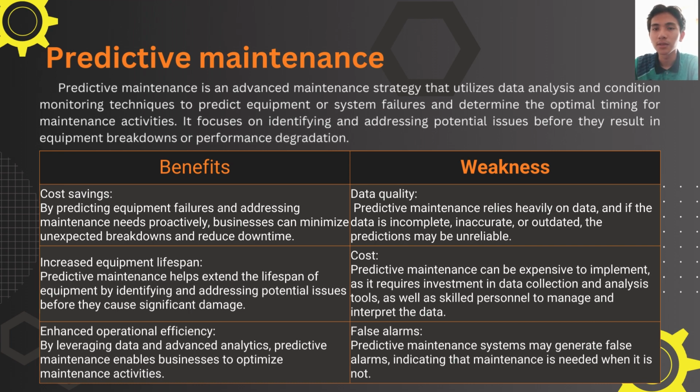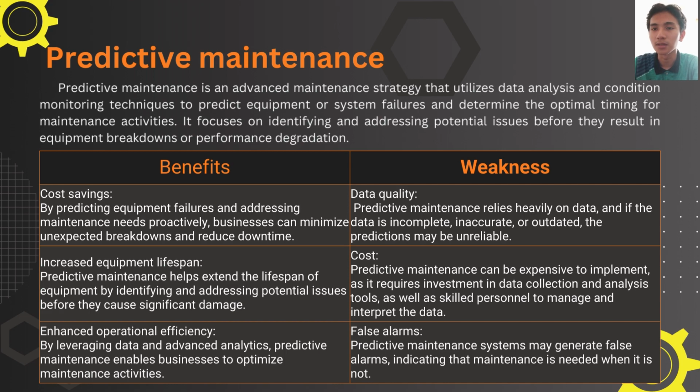For predictive maintenance benefit, the first one is cost saving. By predicting equipment failure and addressing maintenance needs proactively, business can minimize unexpected breakdowns and reduce downtime. The second benefit is increased equipment lifespan. Predictive maintenance helps extend the lifespan of equipment by identifying and addressing potential issues before they cause significant damage. The third benefit is enhanced operational efficiency. By leveraging data and advanced analysis, predictive maintenance enables business to optimize maintenance activities.